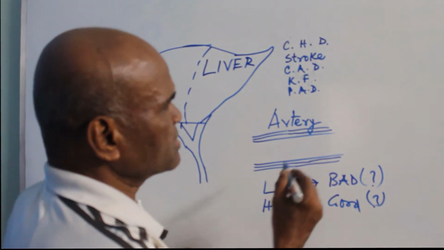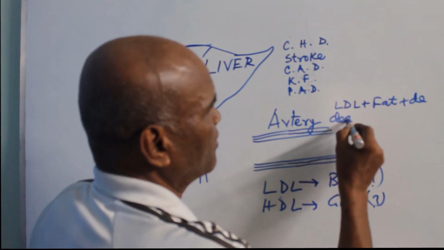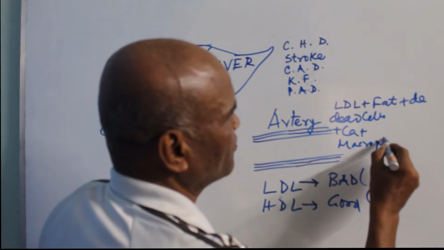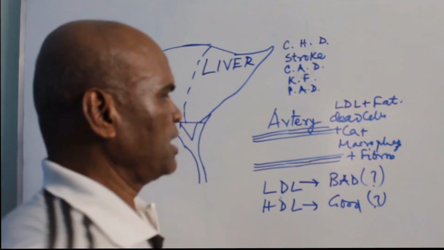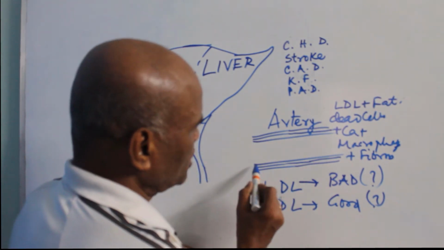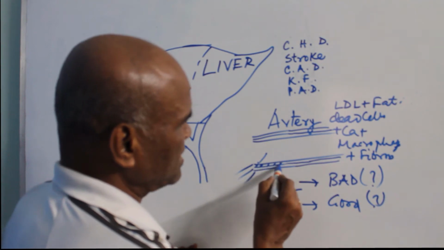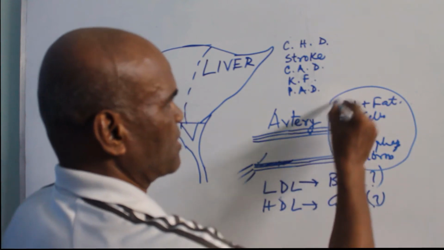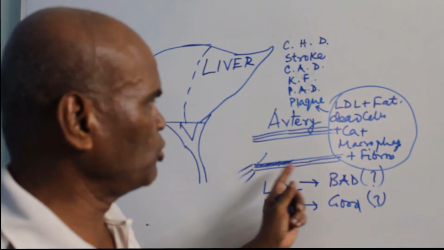What is it doing? It is taking LDL, fat, dead cells, calcium, macrophage, fibrous tissue. With all these things, this LDL is making a waxy, paste-like, glue-like substance, and that substance is accumulated within the artery. There are three layers of the artery. Within the intimate layer and the second layer, in this space, it is accumulating all these materials. All these materials are called plaque, P-L-A-Q-U-E. Plaque is accumulating within these two layers.